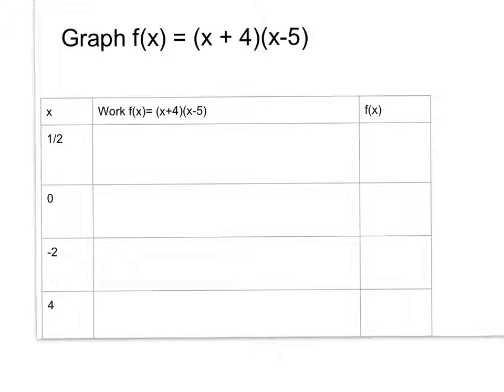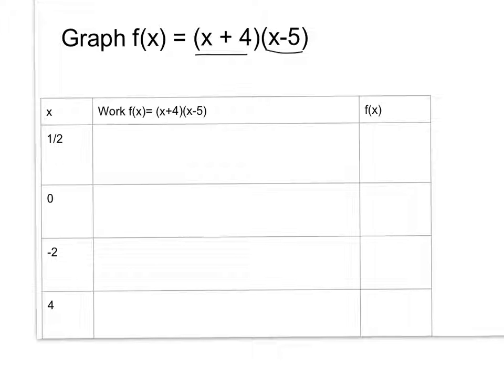Alright, the first graph that we're going to graph is f of x equals x plus 4 and x minus 5. And one thing that I want you to realize about this particular graph is that this graph is a quadratic graph. And the way that I know that this is a quadratic graph is because this graph has two factors. And the two factors are x plus 4 and x minus 5. And so that means that I'll have two zeros. And I'll show you how to find the zeros here in just a little bit.